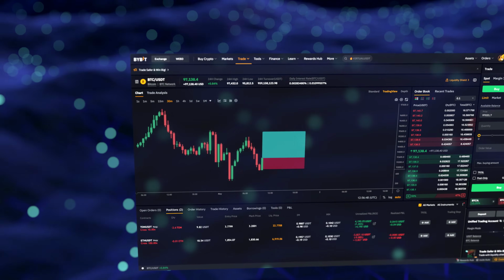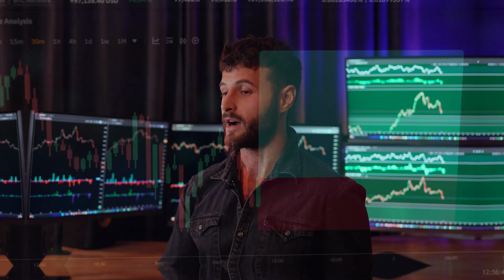Now, let's map out a basic trade setup. First, you have your entry. This is basically where you start your position. I'd highly recommend using only market orders to keep things simple as a beginner.